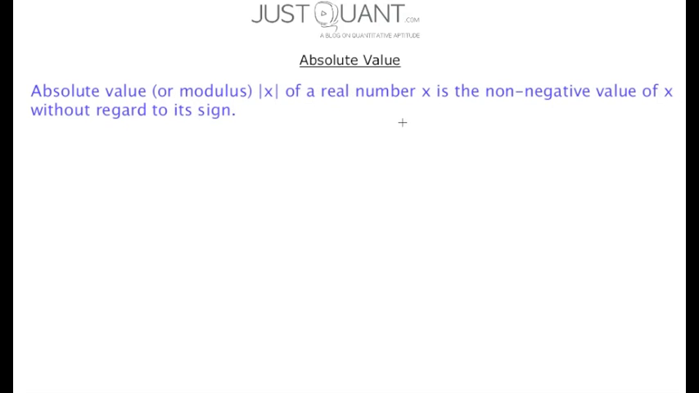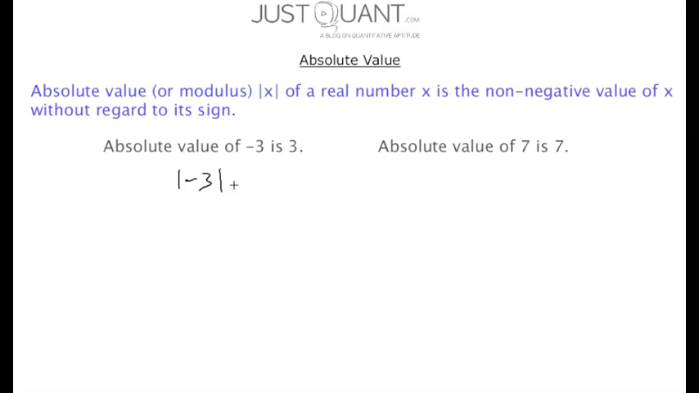Absolute value of a real number x is the non-negative value of x without regard to its sign. For example, the absolute value of a negative number minus 3 is 3 and the absolute value of a positive number 7 is 7. We represent this as |-3| = 3 and |7| = 7.